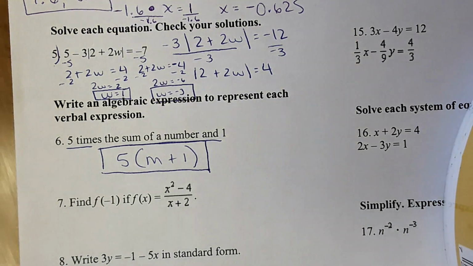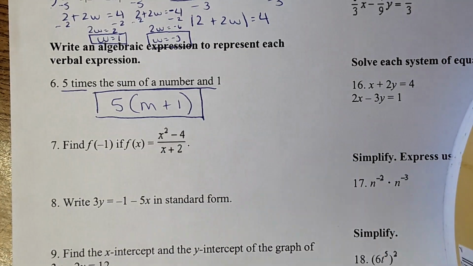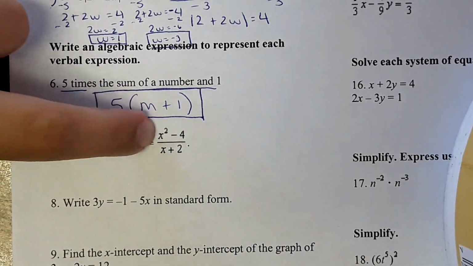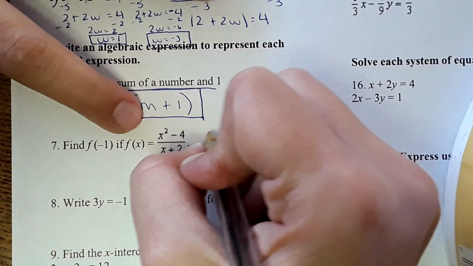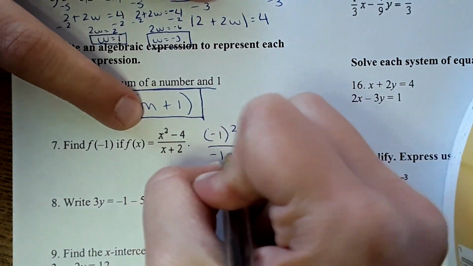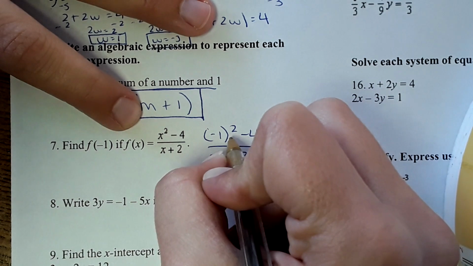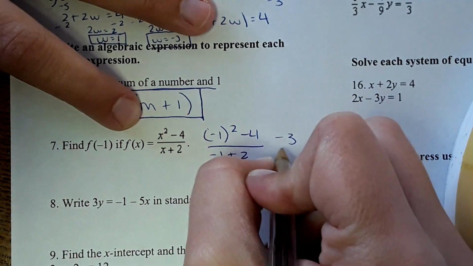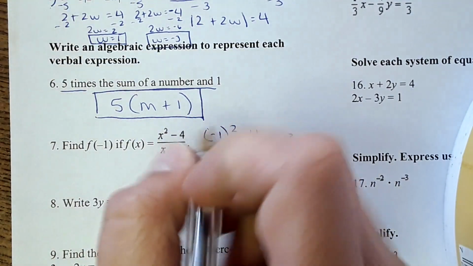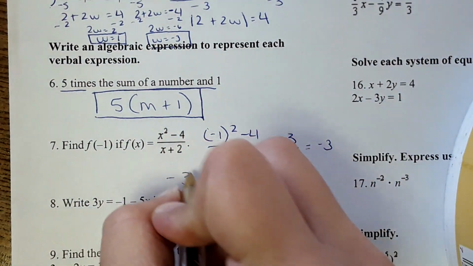Okay, number 7. Find f of negative 1, and it gives the function here. So we're just going to plug in negative 1 for x and solve. We get negative 3.